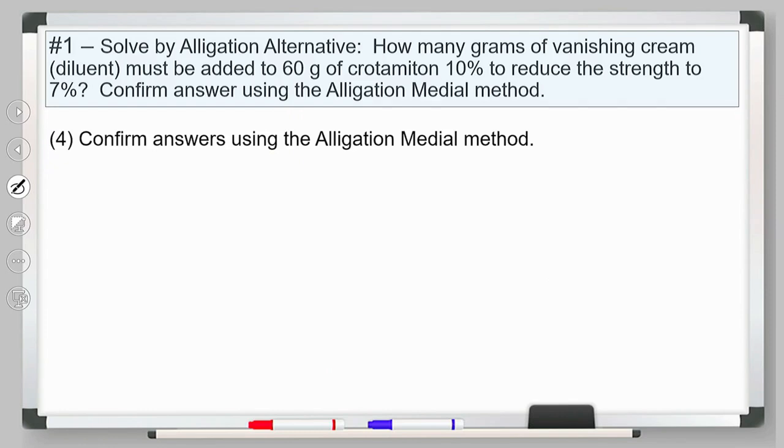All right, I'm going to show you, on all of this packet here, you guys are not answering me on that, but anyways, on all the packet here, I also ask about this alligation medial method. This is not something on the test, and it's not something you're going to have to do. It's just a way to verify. So I'm just going to show it to you. It's kind of cool. It's a way to check your work.